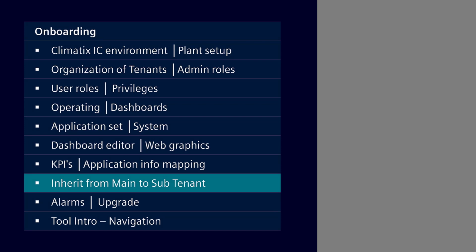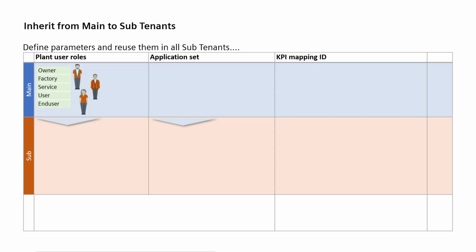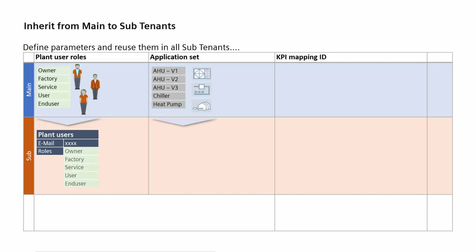Let's take a look at the concept of inherited parameters in Climatics IC. This is useful to standardize the reuse of templates throughout the whole organization. The tenant administrator in the main tenant can create user roles that can be used in all sub-tenants. Also, an application set for a heat pump created on the main tenant can be reused in the sub-tenants.